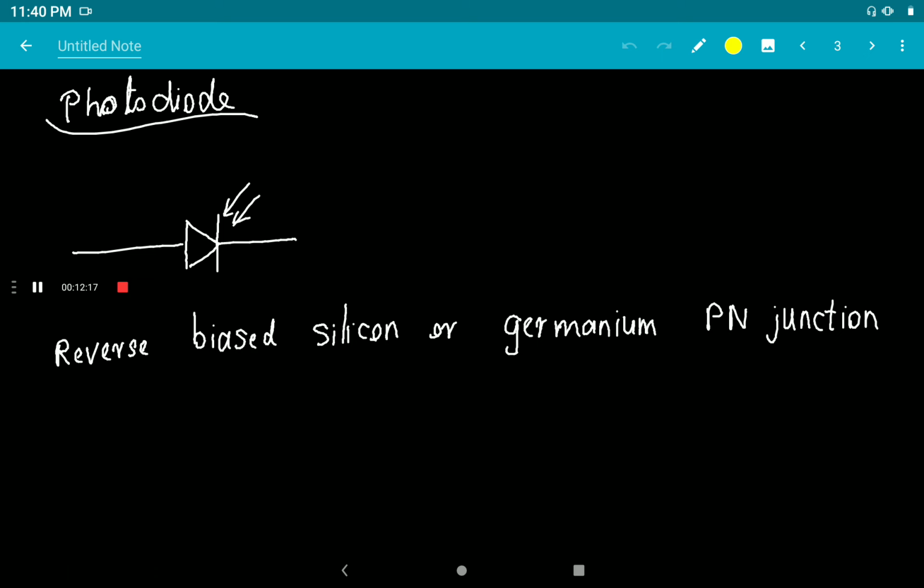Then when we increase the intensity of light, there will not be any change in current. That particular constant current is known as the saturation current.